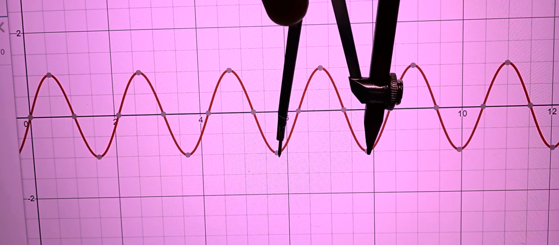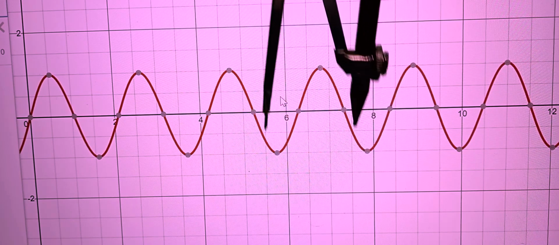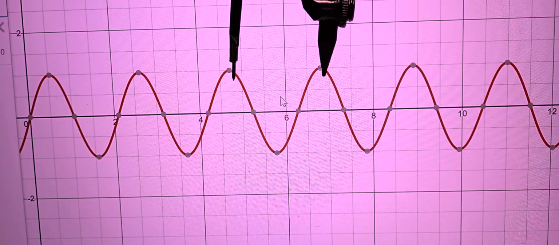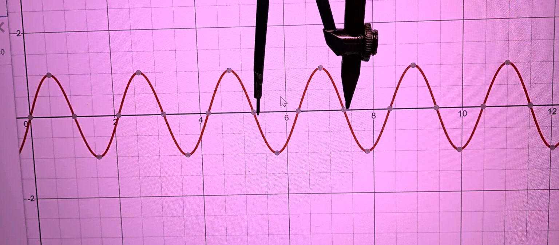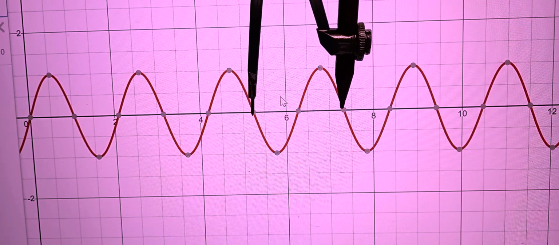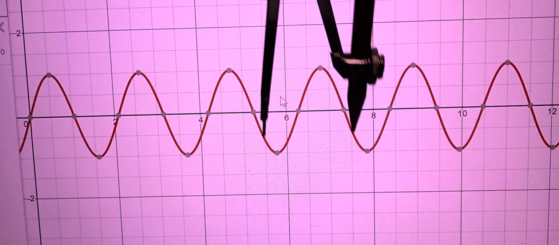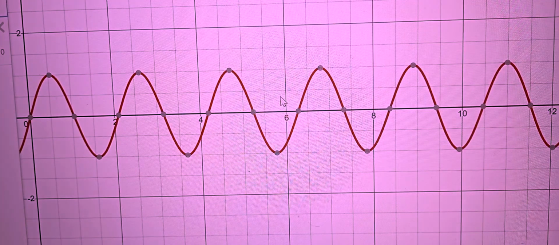And you can clearly see that the distance between two troughs is equal to the distance between two crests, and that is equal to the distance covered by three nodes. See, all those three distances are the same, and that is equal to the wavelength of a wave.